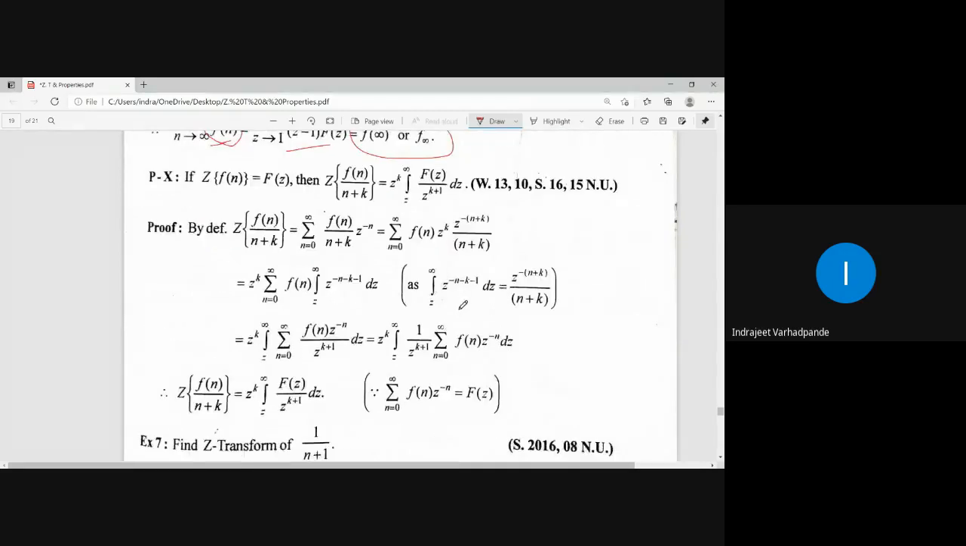The last property for the discussion is z of f of n is equal to f of z, then z of f of n upon n plus k. डिवाइड करना है यहाँ पर sequence को some other term n plus k से, and how it is given to you, it is z to the power k integral z to infinity f of z upon z to the power k plus 1 dz. This is the statement.